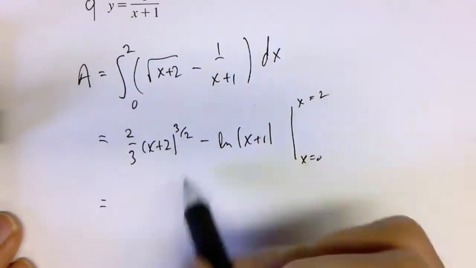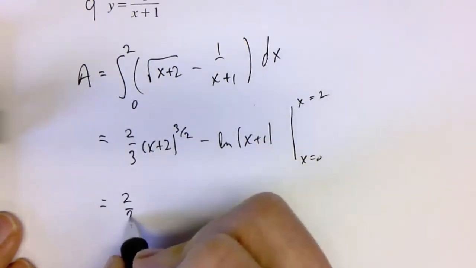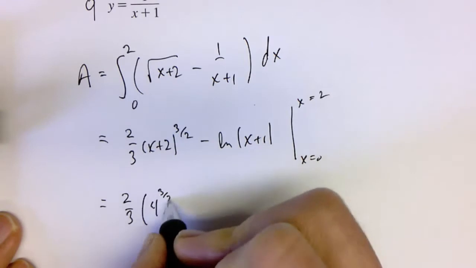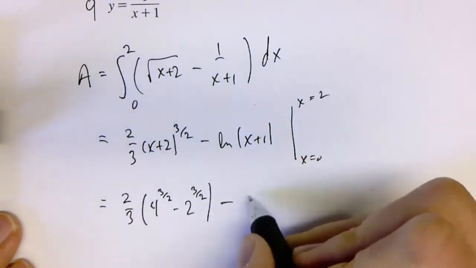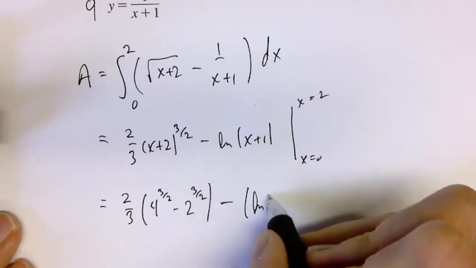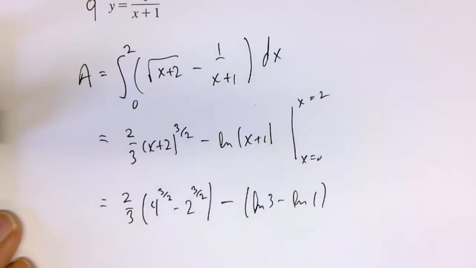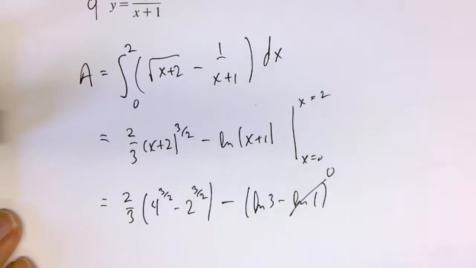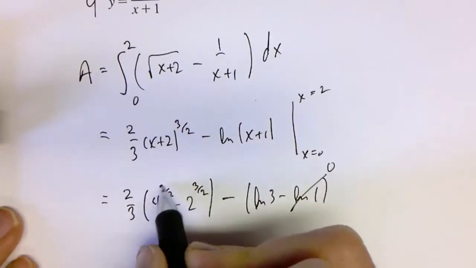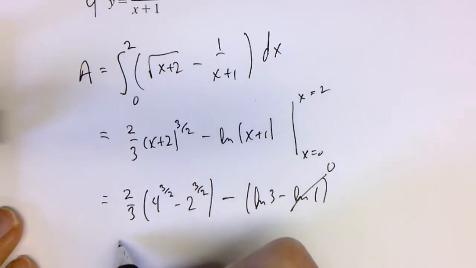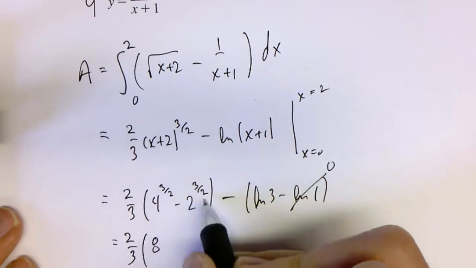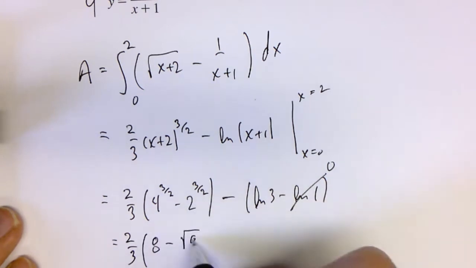So plugging in 2 and 0 under the first one here, I get 2/3 times 4 to the 3/2 minus 2 to the 3/2, minus the natural log of 3 minus the natural log of 1. Natural log of 1 is 0. So 4 to the 3/2 means 4 to the 1/2 cubed, so that's 8. 4 to the 1/2 is square root 4. 2 cubed square root, so that's the square root of 8.